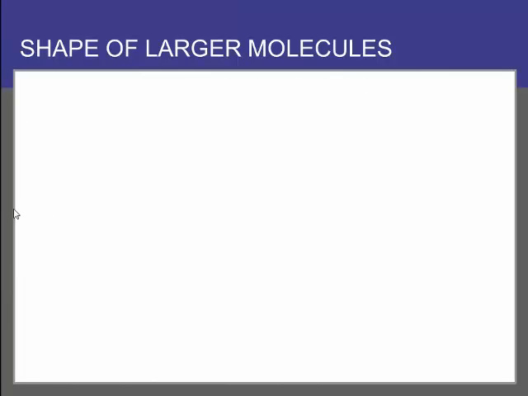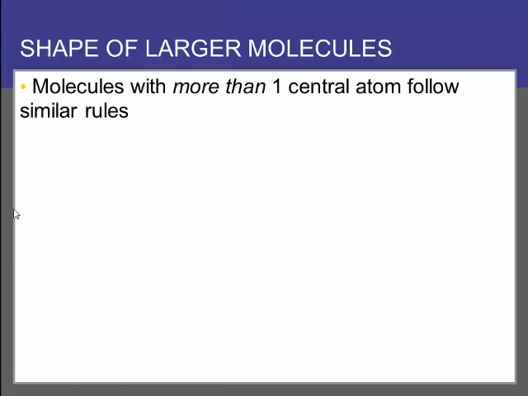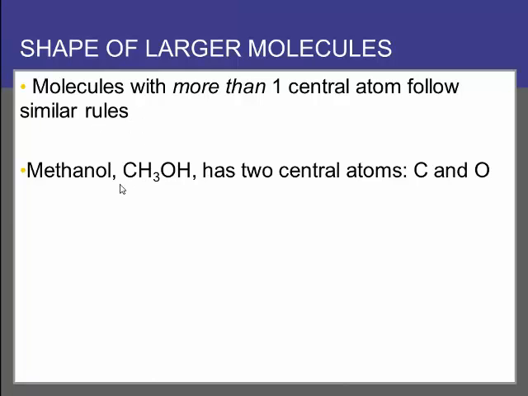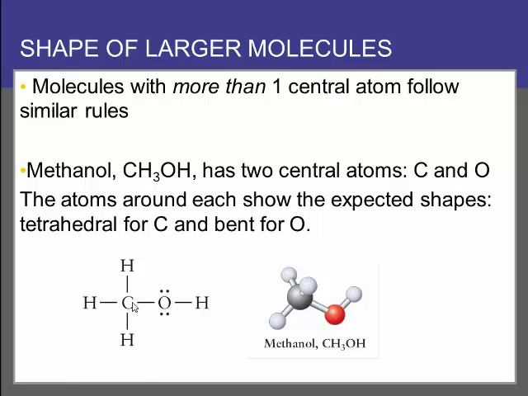How about the shape of larger molecules, molecules that may have more than one central atom? They're going to follow similar rules, and a simple example is methanol, CH3OH. It's going to have 2 central atoms, C, which has 4 bonds to it, and oxygen, which has 2 bonds and 2 lone pairs. The ball and stick model shows that the carbon, as we might have guessed, has tetrahedral molecular shape. Two hydrogens are in the plane of the page, one comes out of the plane, and one goes back into the plane. Whereas the oxygen has bent molecular shape because it has these 2 lone pairs that we don't draw in here.